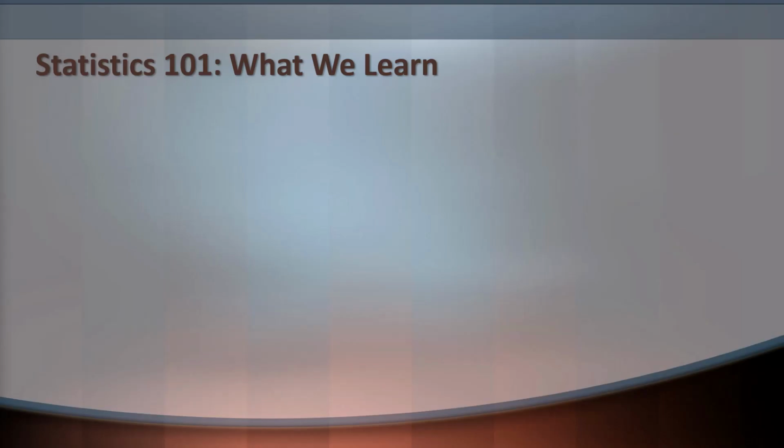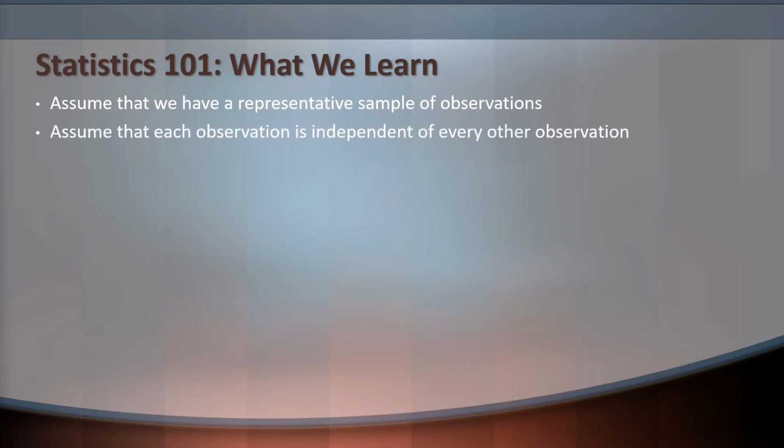So what do we learn in Statistics 101, our very first statistics course? First, we assume that we have a representative sample of observations. That is, we can collect data on units that come from a population, but we only have available to us that sample, and that sample should represent that population. We also assume that we can make these observations so that every observation is independent of the other observations. That is, we are not influencing what we observe with one unit by what we observe with another unit.